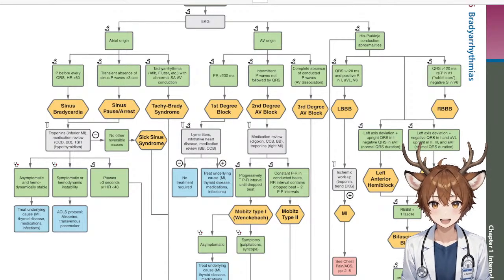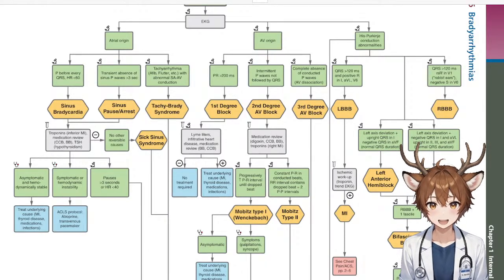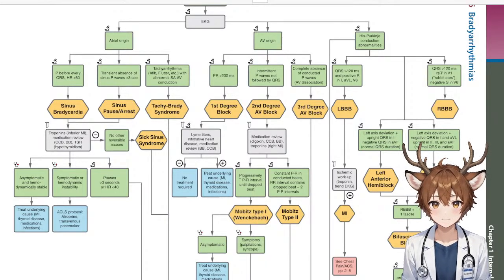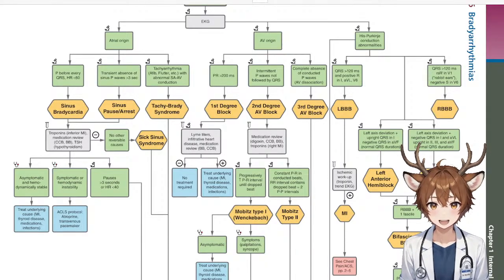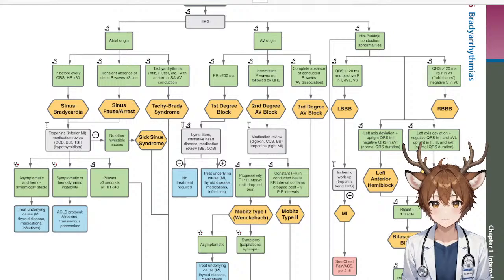So if Mobitz type 1 is asymptomatic, you treat the underlying cause: MI, thyroid disease, medications, infections. If it's symptomatic, with palpitations or syncope, in that case you do a permanent pacemaker.